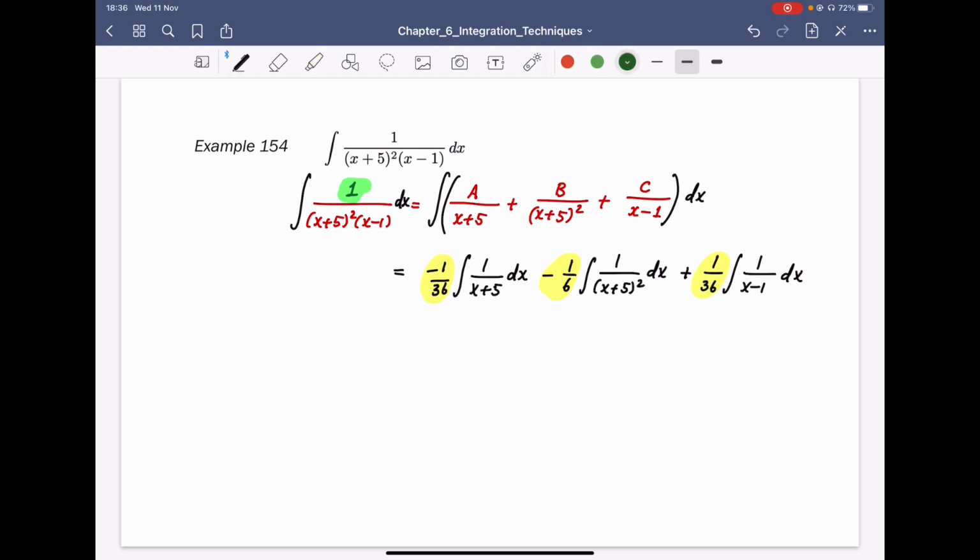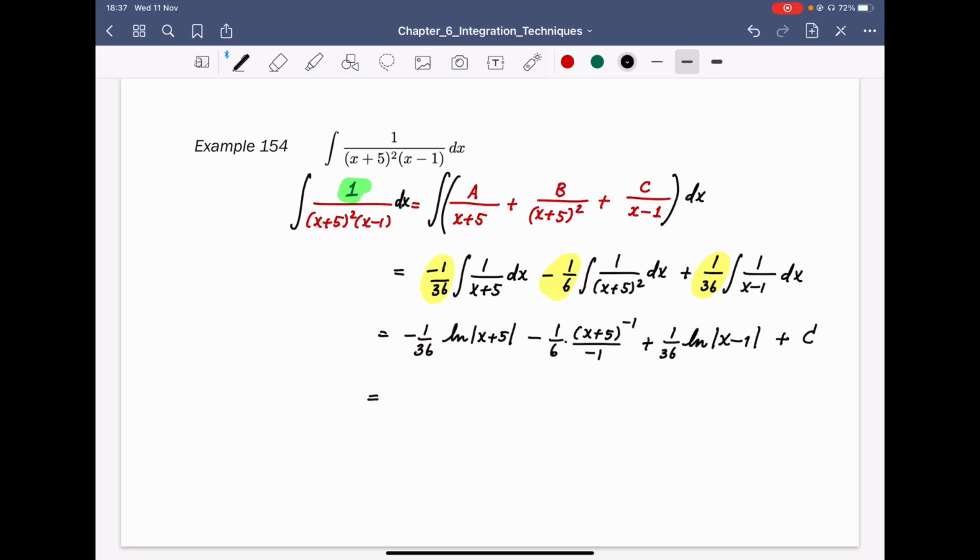Now we need to integrate. So integrate 1 over x plus 5. This is log absolute x plus 5. And then minus 1/6. So integrate 1 over x plus 5 squared. So this is going to be x plus 5 to the negative 1 over negative 1. And then the last one, you have plus 1 over 36 log absolute x minus 1. Well, do not forget to plus c.